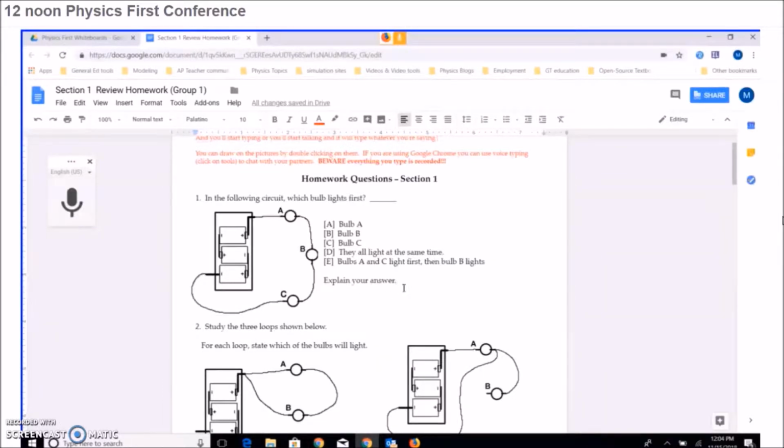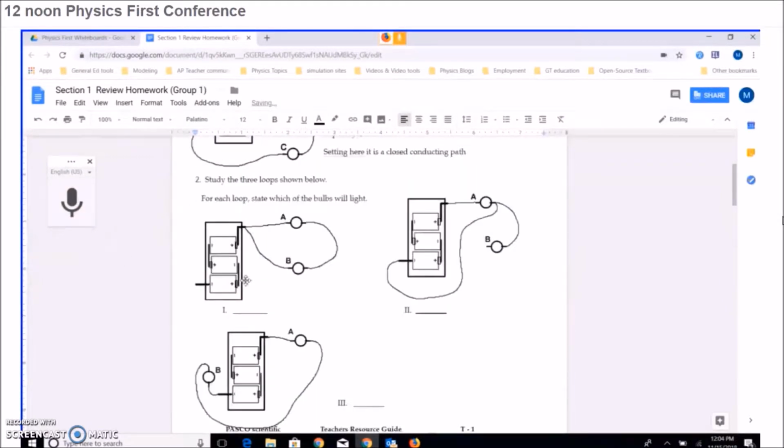Yep, it's D. And what's the explanation? Why do they all light at the same time? Because everything's connected. That's right. Yep, it's a closed conducting path. Right. Nice. So I think I can even type that in here. It is a closed conducting path. There you go. Okay, let's look at the next one here.